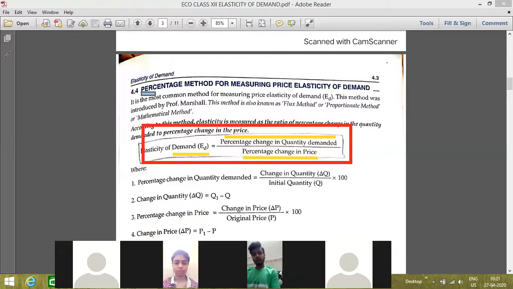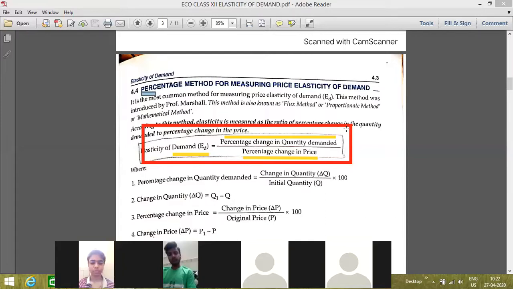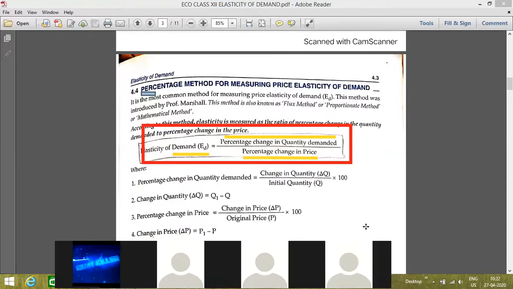Now, moving further, as you can see, below it is shown how percentage change is calculated. Kisi bhi cheez ka percentage kaise nikalta hai? Woh nikalta hai change upon original into 100. If I want to calculate by what percent there is a change in a particular thing, I calculate it by change upon original into 100. So percentage change in quantity demanded is equals to change in quantity upon original quantity into 100.